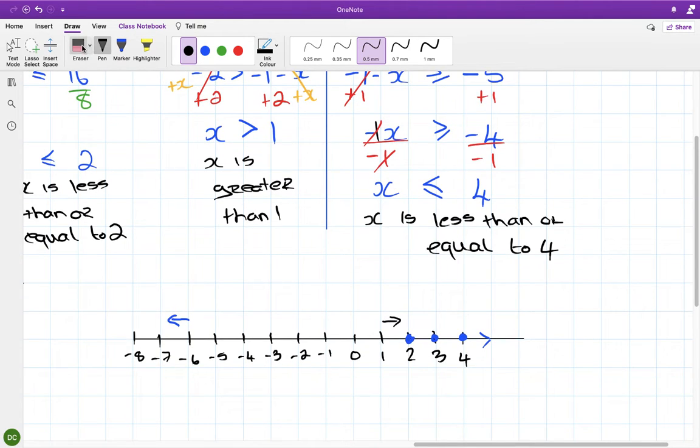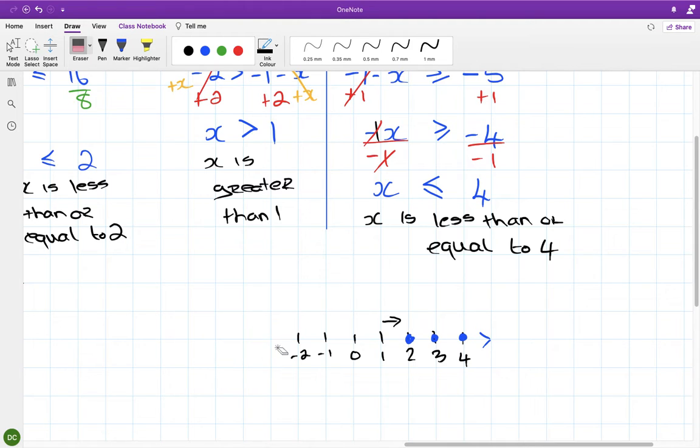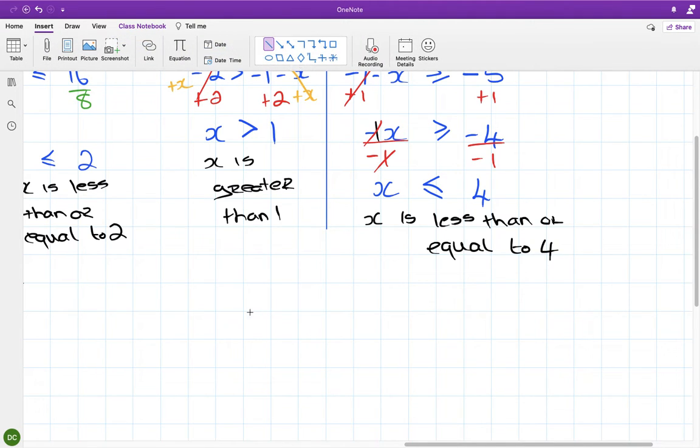Okay, so come down here then, and sorry, now we'll fix this. Okay, so we're talking about greater than 1, which means 1 goes on the left, less than 4, which means 4 goes on the right, and this is already better. So insert my line.